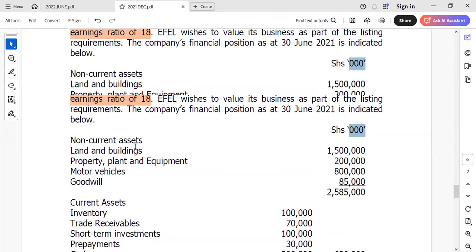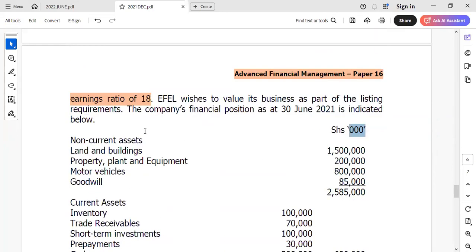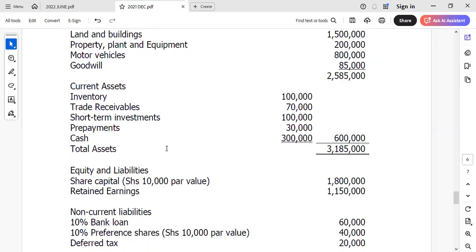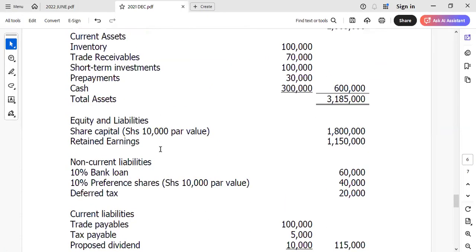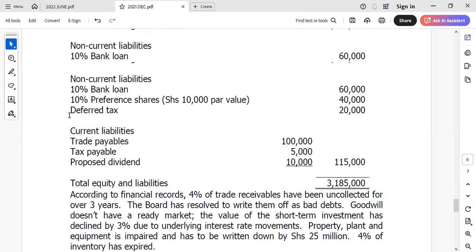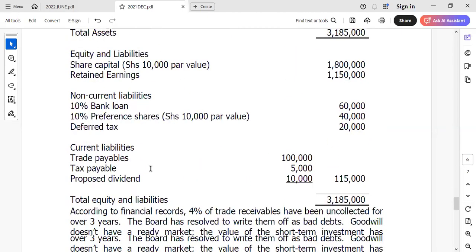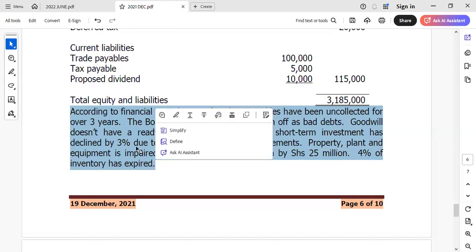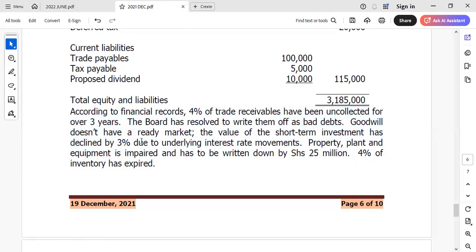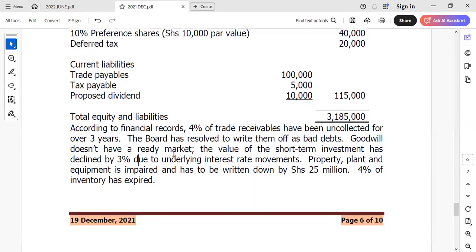Then using the net asset method or technique, you will read through here. You read through your information. This is the balance sheet, and you're given additional information. You actually see that it is the same as the number we have handled. We were handling which year? That was June 2022. It was almost the same. You have the 4%, they changed the percentages.